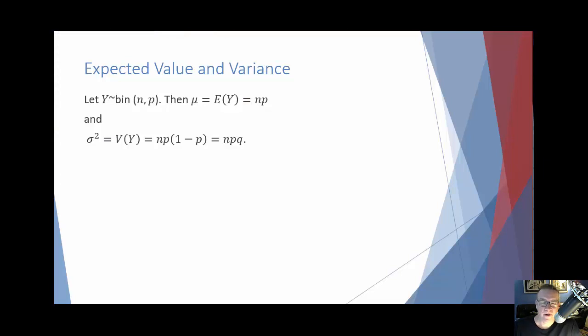Now the variance is a little bit harder to prove, but a similar trick is used to find the variance here in this case.